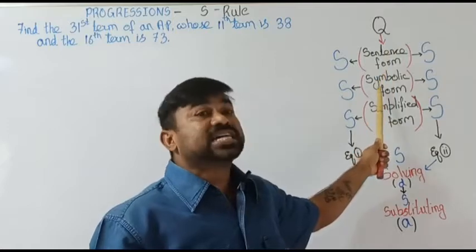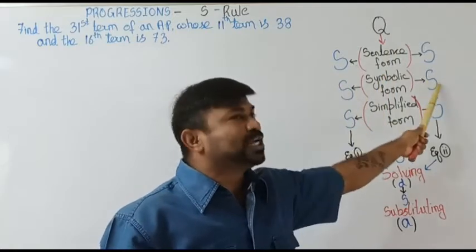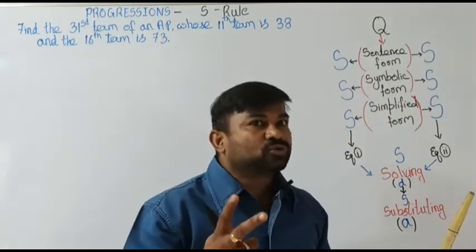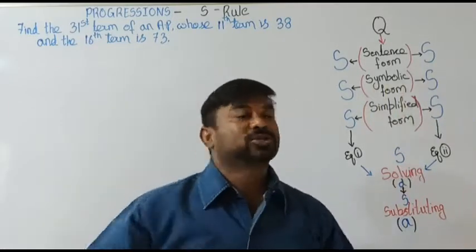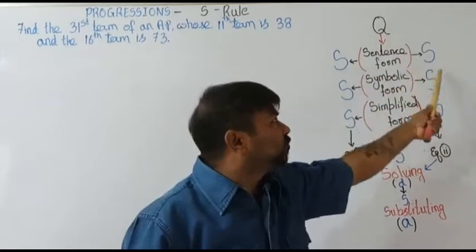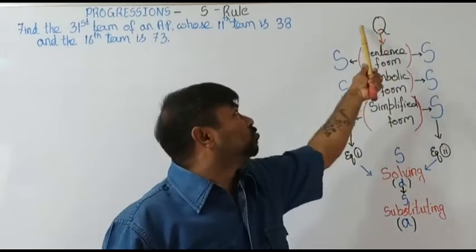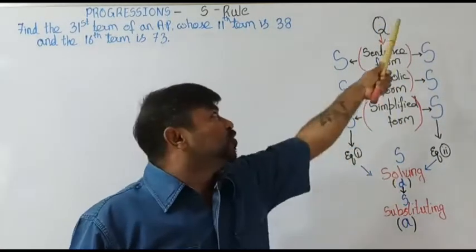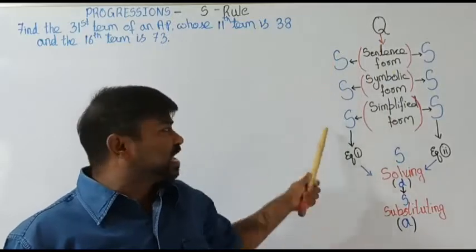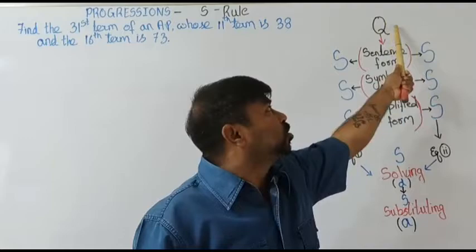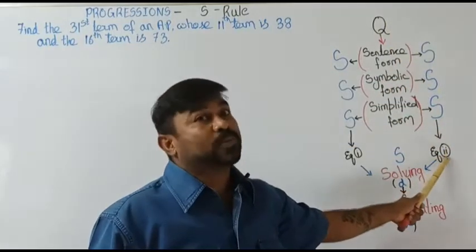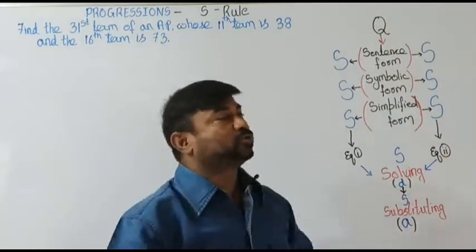The next one is symbolic form. Again 2S. Why? Because we are going to get 2 symbolic forms separately in a sequential order. First, from the question we go in this direction, and from the question we go in this direction. If you go in this direction with the 3S, we'll get the first equation, and if you again start from the question and go in this direction, we'll get the second equation.